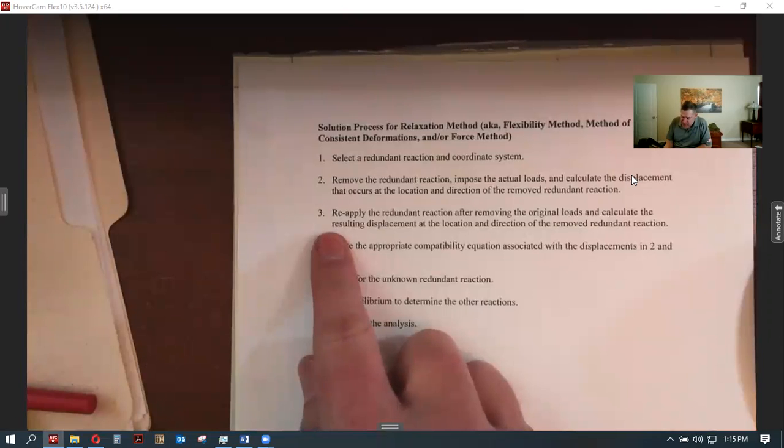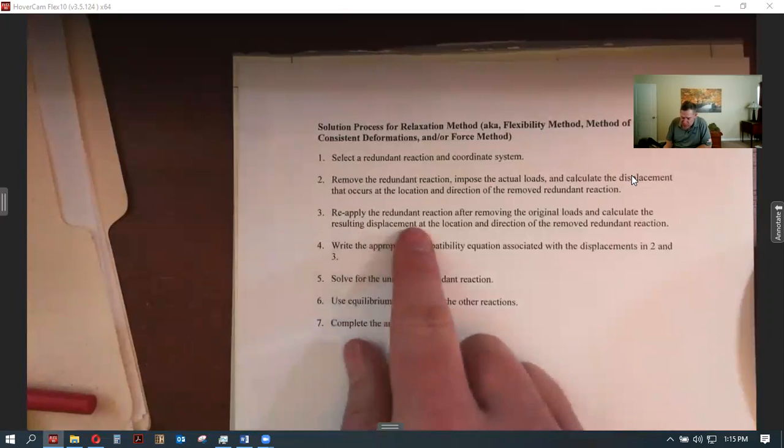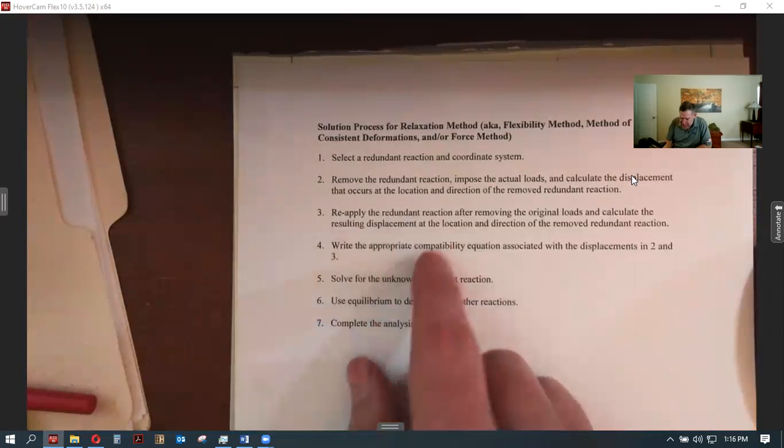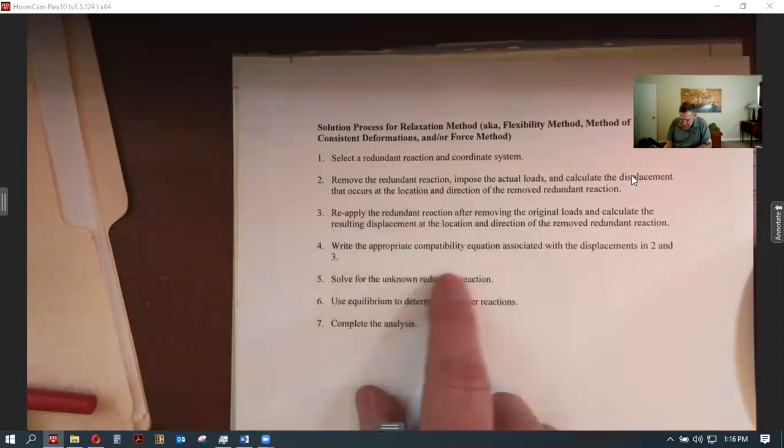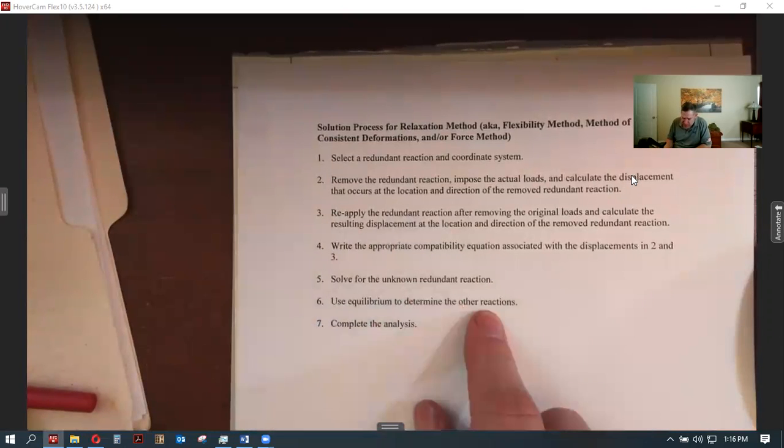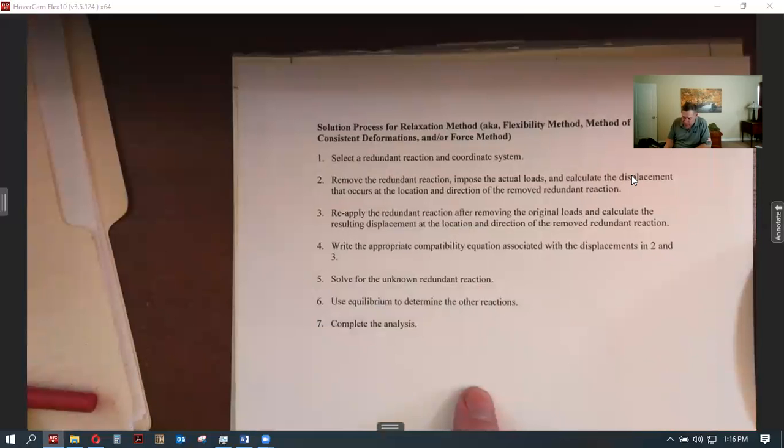Then you get rid of that load and you reapply redundant reactions in sequence, not all at the same time if you have more than one, right? So reapply them, and then you paste these two back together. That's the compatibility equation. Solve for the unknowns, which are the redundant reactions, and then use equilibrium to find the other reactions, because you haven't touched the global equations of equilibrium, and now you can use them because you have information about the redundant reactions, whatever the number is. Bam, you can find the other reactions.